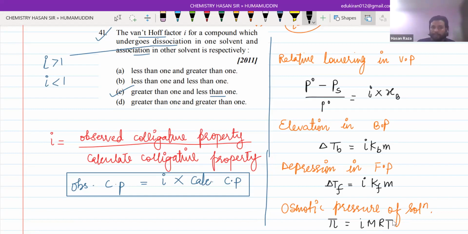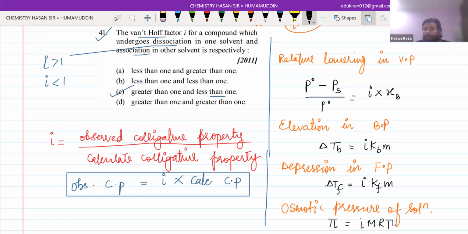Whichever numerical we did for pi is equal to MRT, in that they neither associate nor dissociate. That's why the answer does not change, and it is good. But now if you want to solve questions, since the chapter is completed, you need to look for the solute.